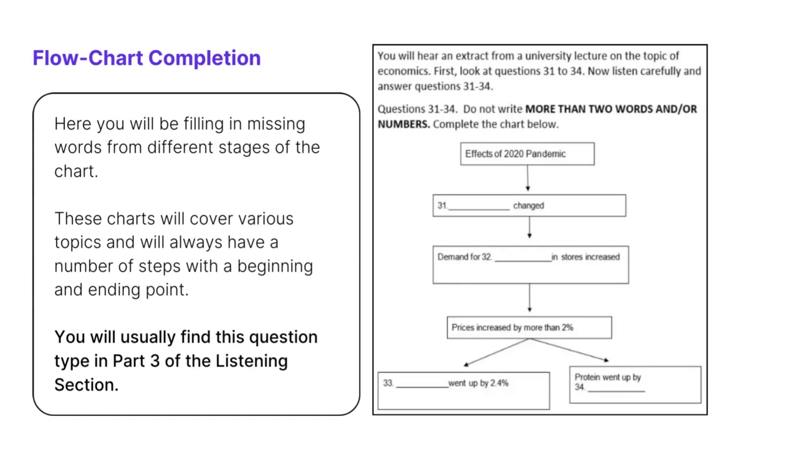On to flowchart completion questions. Here, you'll be filling in missing words from different stages of the chart. These charts will cover various topics and will always have a number of steps with a beginning and ending point. You will usually find this question type in part 3 of the listening section.